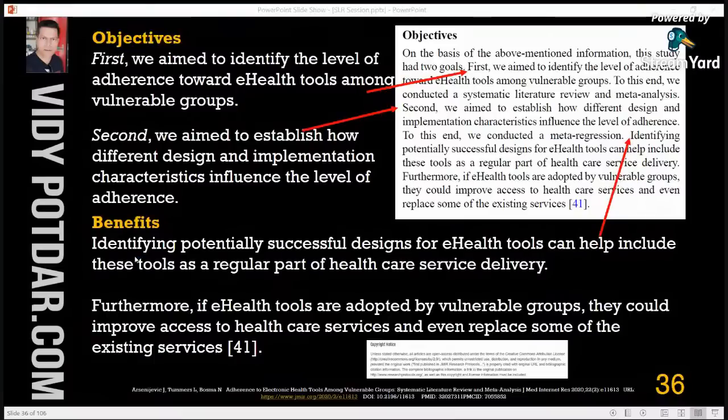They also mention the benefits. Identifying potentially successful designs for e-health can help include these tools as a regular part of healthcare service delivery. So this is a very good example to start off with. What is the objective of your research and what are the benefits of doing this research?